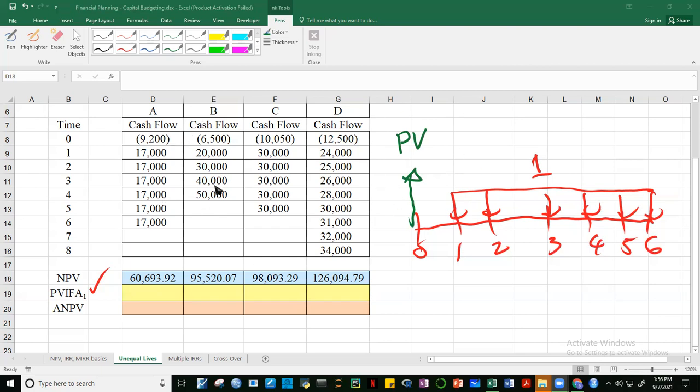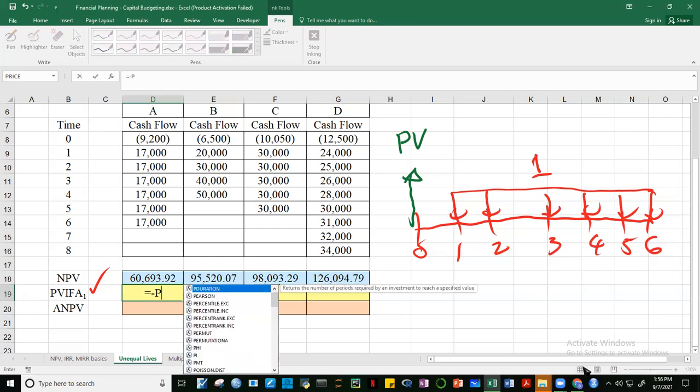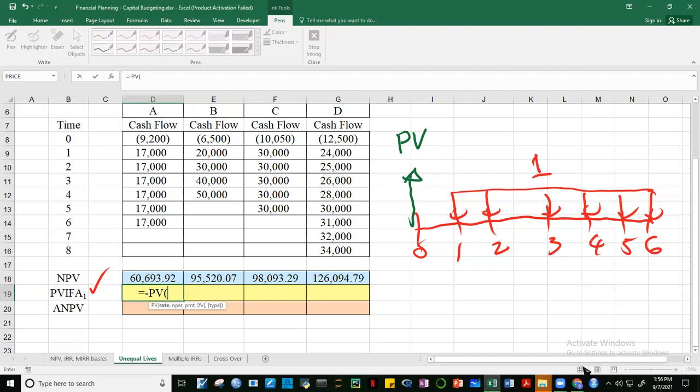Ganun din for B, you have an annuity of 1 for 4 years. Si C naman, annuity of 1 for 5 years. Si D, annuity of 1 for 8 years. So we need to compute for that. Okay, so here, we'll get the present value, so negative PV para maging positive yung answer natin. Okay, our rate is 12%.